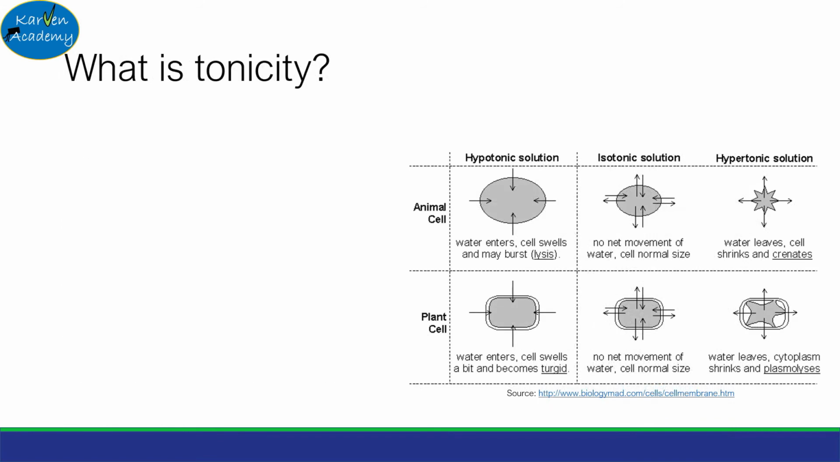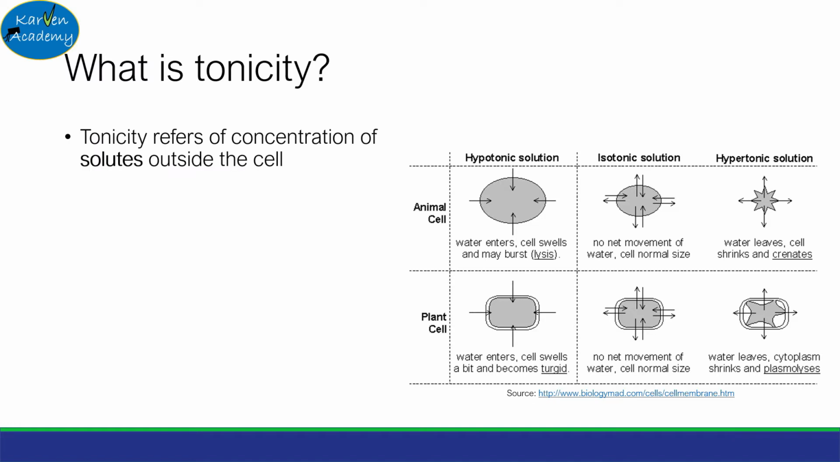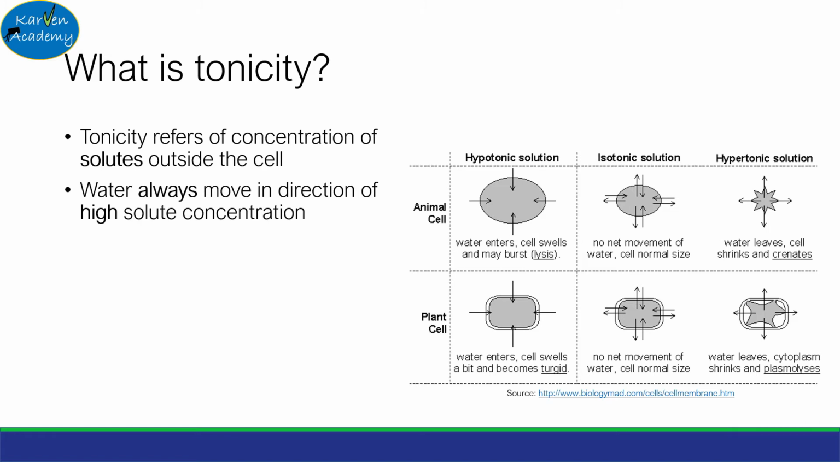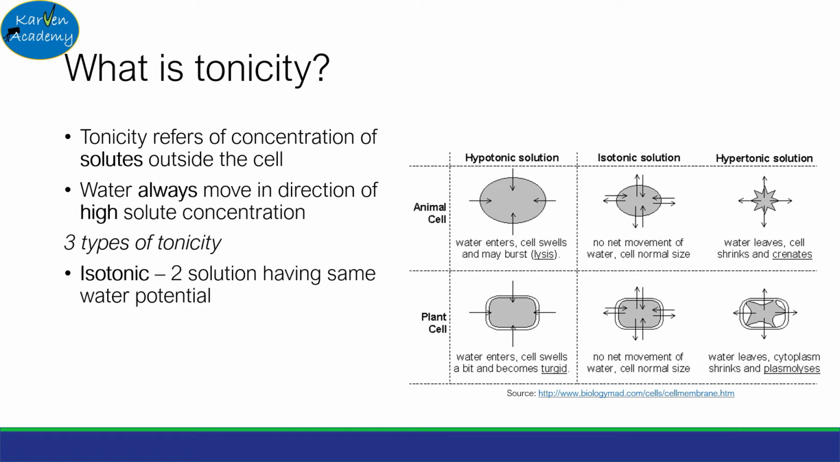Now let's look at what is tonicity. Again, this is something you would be familiar with from GCSE. Tonicity refers to the concentration of solutes outside the cell. Remember, water always moves in the direction of high solute concentration. There are three types of tonicity. Firstly, we have isotonic, where the concentration of solutes inside the cell is the same as the concentration outside the cell.